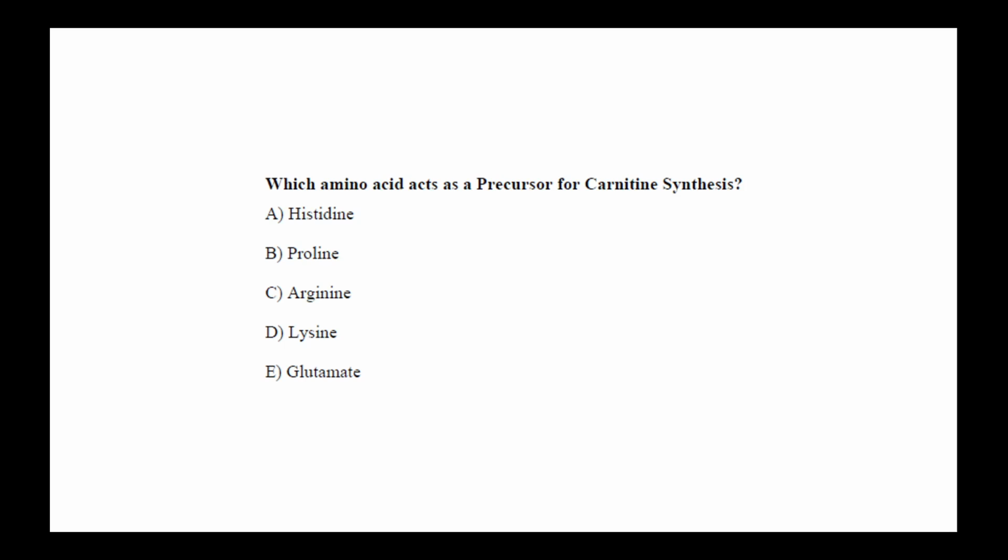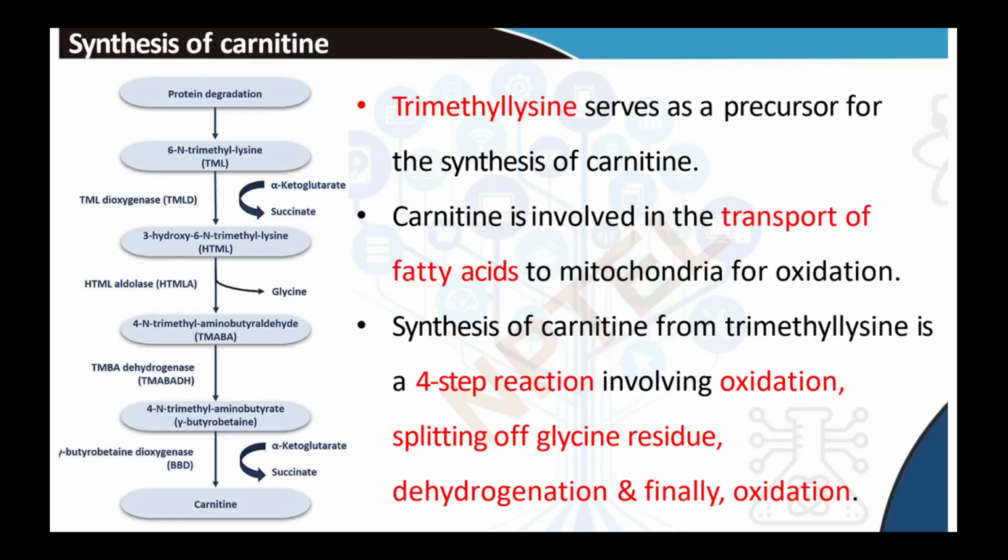You are saying option D, lysine. That is the correct answer. So this is the carnitine synthesis pathway. Trimethyl lysine serves as the precursor for the synthesis of carnitine. Lysine is present in proteins in the methylated form, and when protein degradation occurs, trimethyl lysine is released, and this trimethyl lysine serves as the precursor for carnitine.